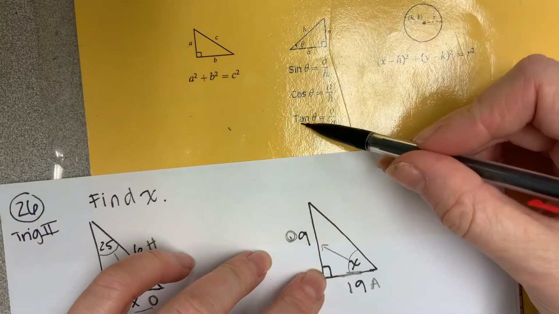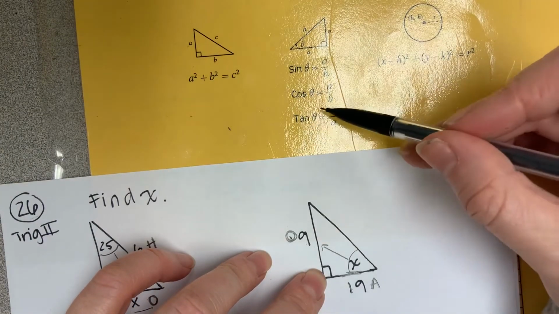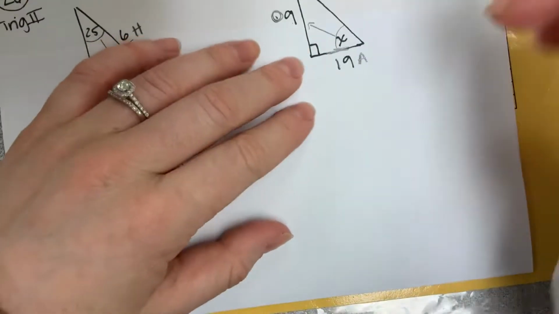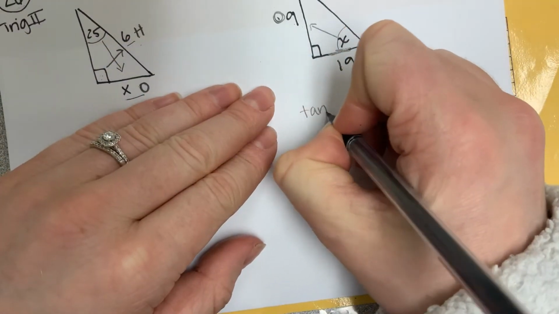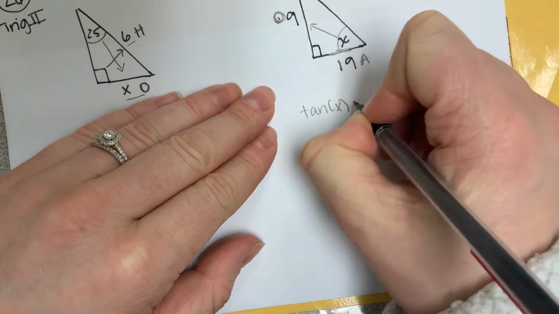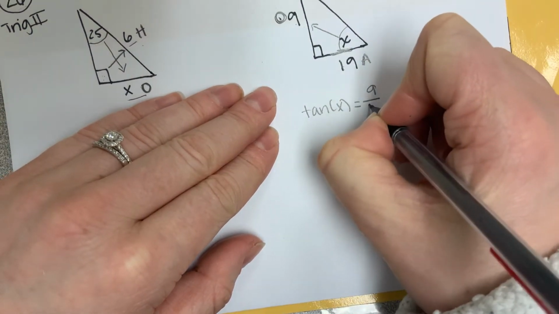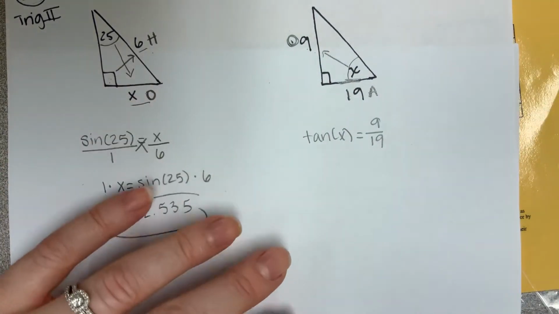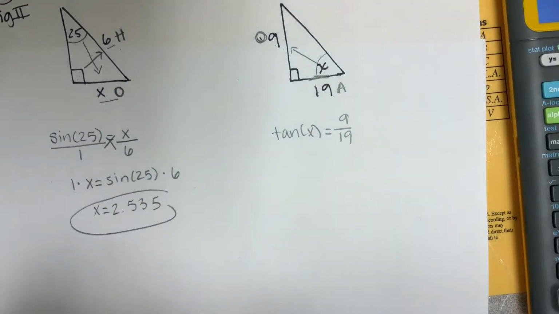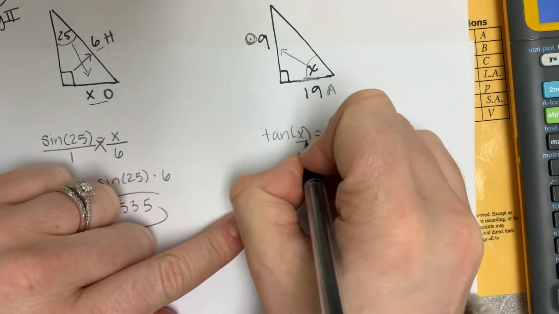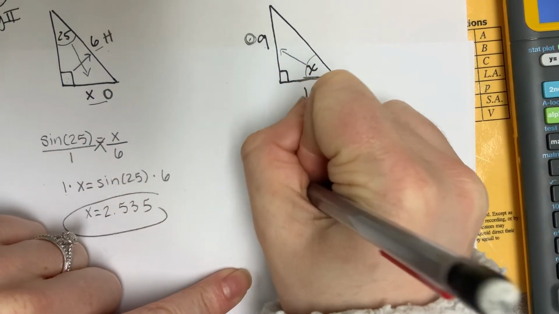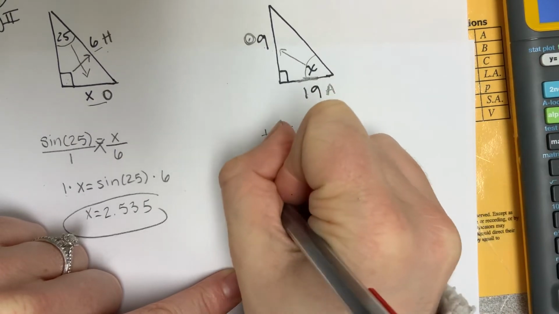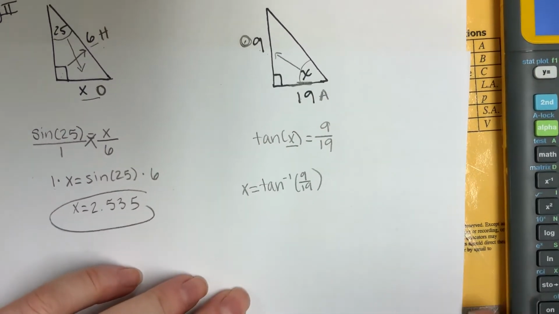Looking at our formula sheet, we're going to use tan. So tan of our angle is equal to the opposite side over the adjacent side. So tan of our angle, which is x, is equal to the opposite side over the adjacent side. And now when I'm going to type this in my calculator, since I'm looking for an angle, I need to use inverse tan. So x is going to be equal to inverse tan.